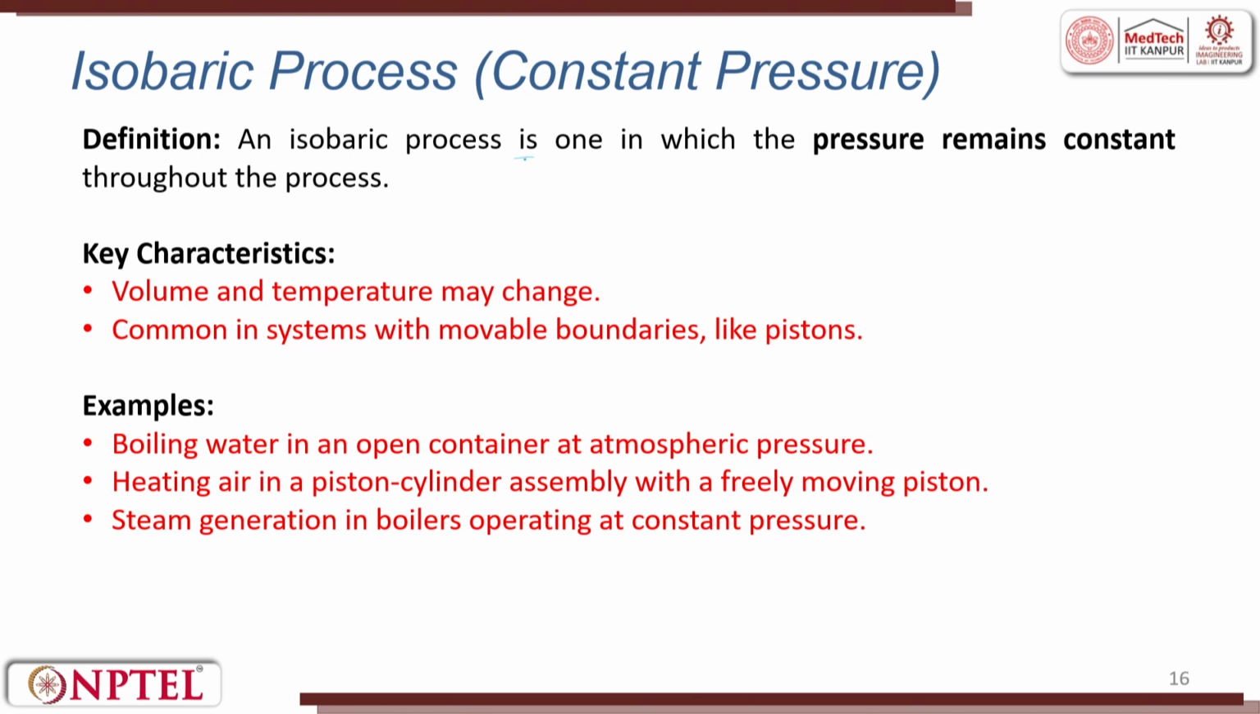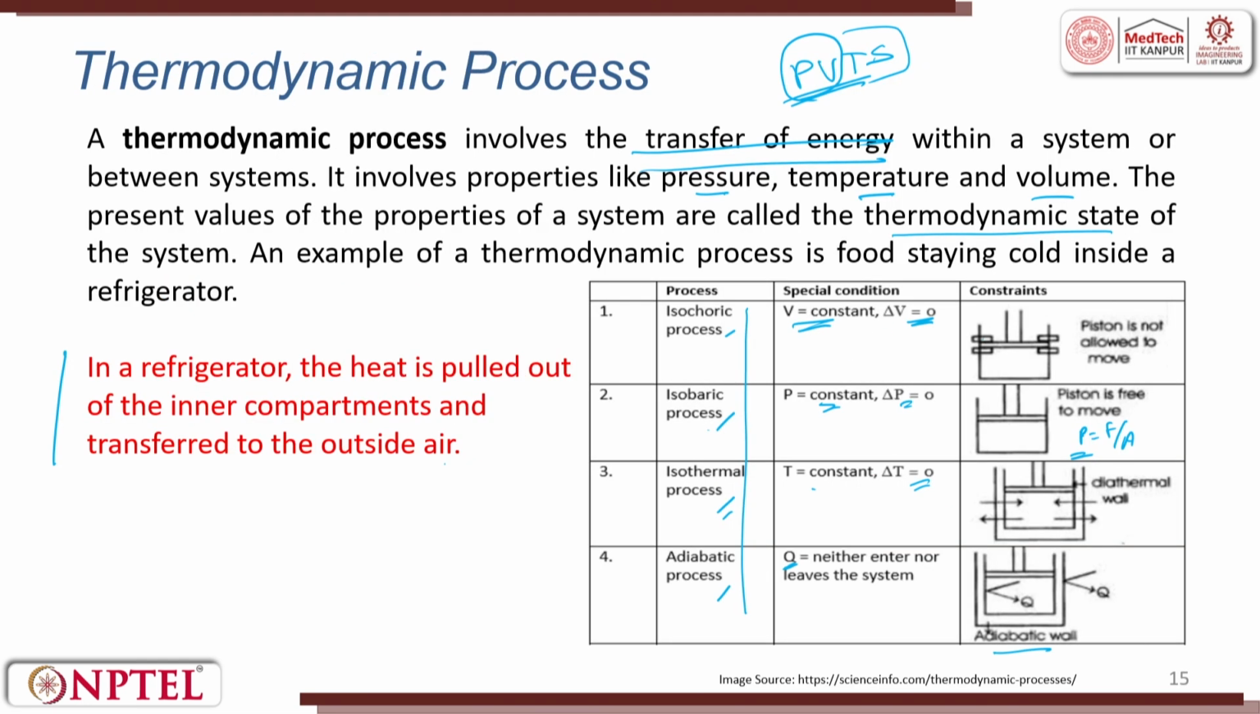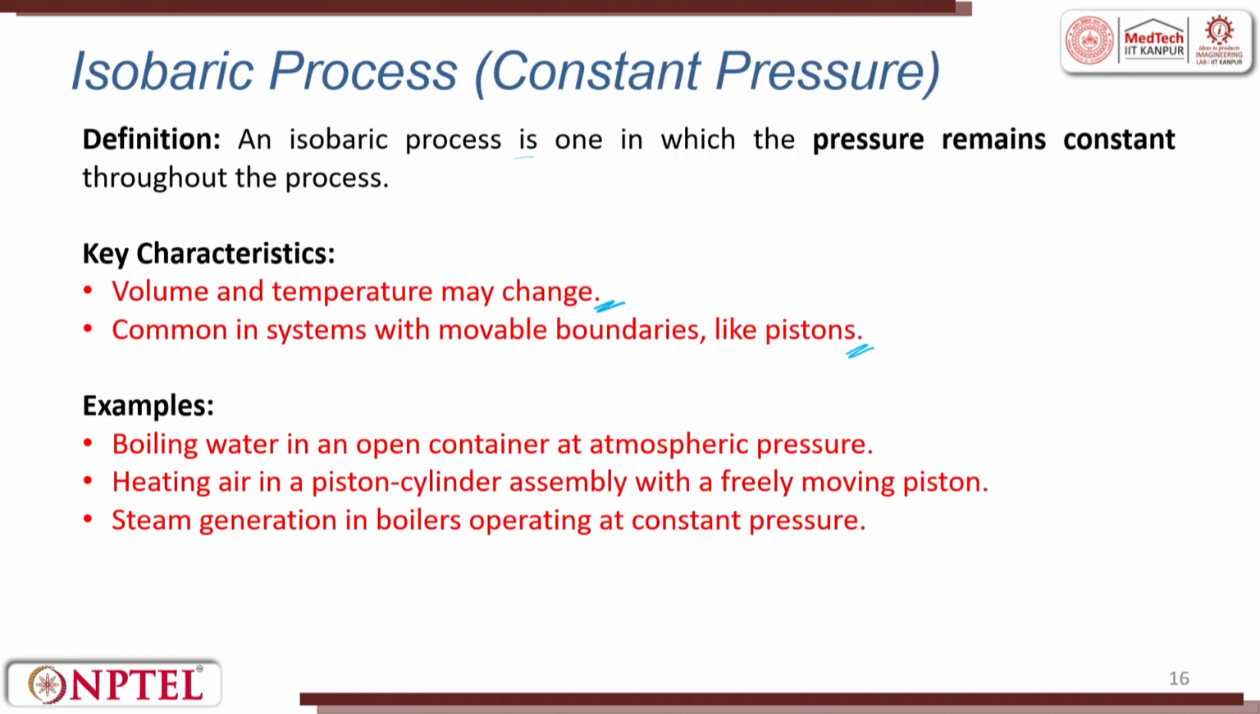An isobaric process is one in which the pressure remains constant throughout the process. The key characteristics are that volume and temperature may change. It is common in systems with movable boundaries like pistons. If you go back, in isobaric the piston can move up and down, and here we also assume that there is no friction between the piston and the walls. Examples: boiling water in an open container at atmospheric pressure is an isobaric process, because the atmospheric pressure is constant. Heating air in a piston-cylinder assembly with a freely moving piston.